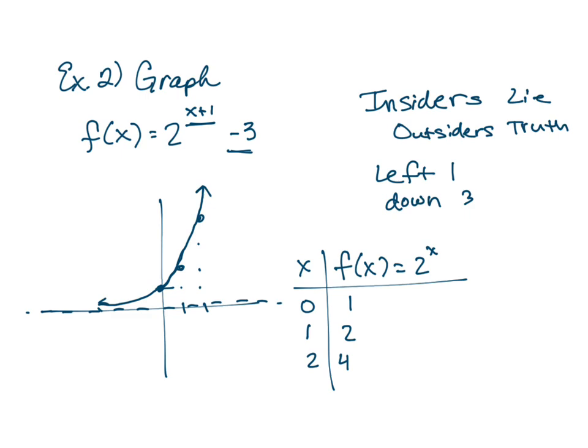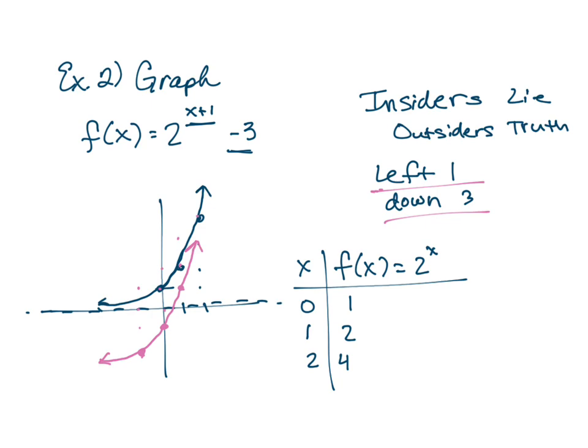Okay. So now we're going to shift it. This function, we're going to shift left 1 and down 3. So we're going to take each dot and we're going to drag it left 1, down 3. Oh, plotting points is hard with this pen. Left 1, down 1, 2, 3. Left 1, down 1, 2, 3. And I have a new function.